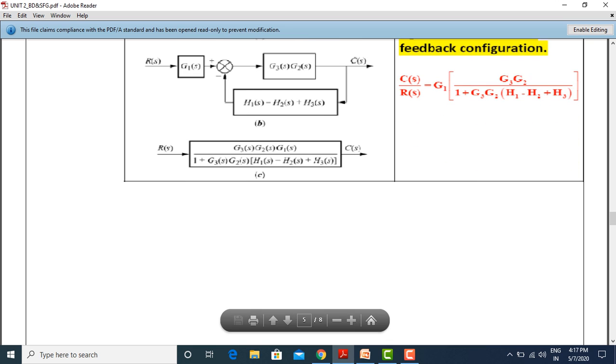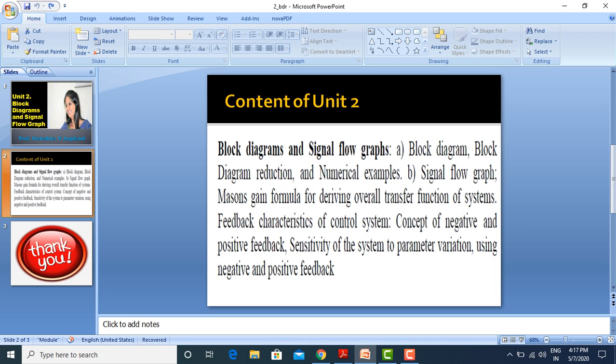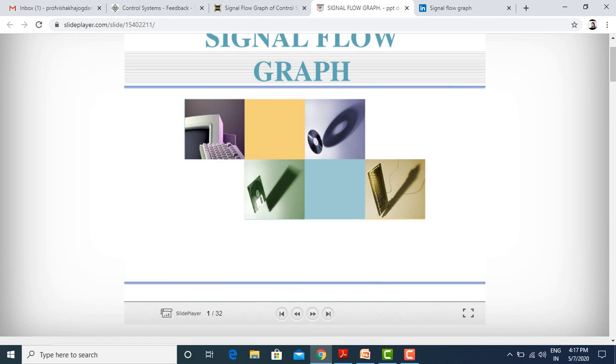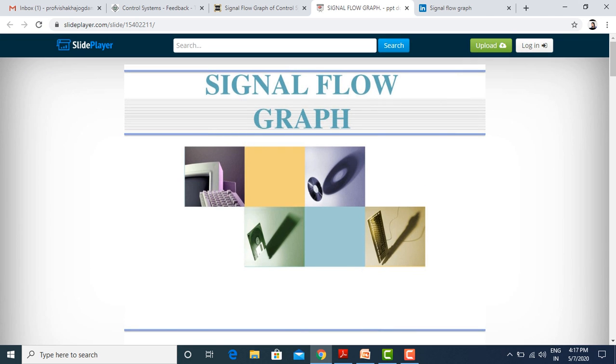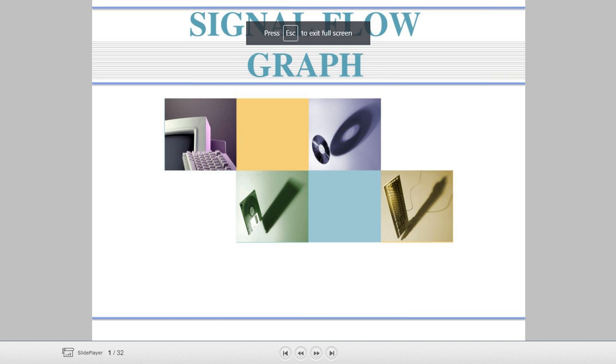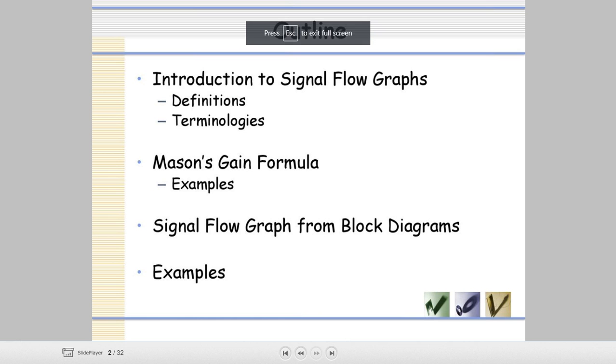Now moving towards next, we have seen block diagram reduction and numerical examples. Now moving towards the signal flow graph. Signal flow graph: definition, terminologies, Mason's gain formula.